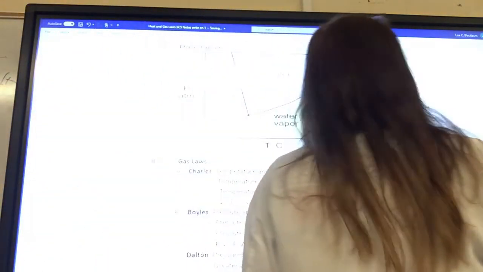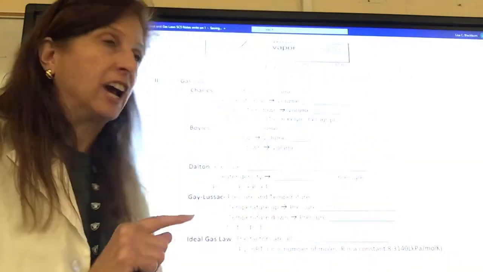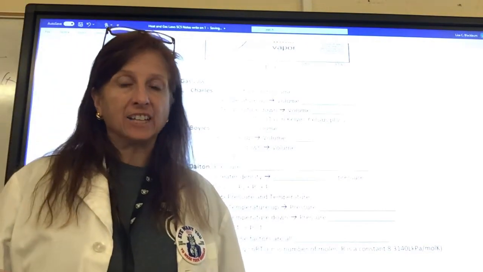Now, these are the gas laws that we're going to talk about. There's more, but these are the ones we're going to talk about, because remember, we talk about everything I want to here. The first one is Charles's law, and it is that there's a relationship in a gas between temperature and volume.